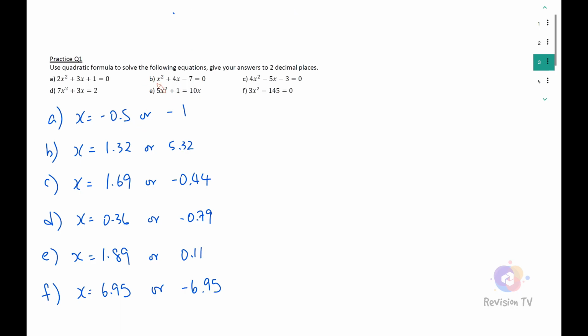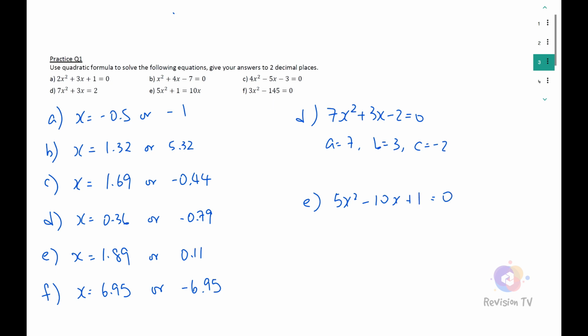Question A, B, and C should be fairly straightforward. Now for D and E, you do have to rewrite the equation and make one side equal 0. So for D, you should rewrite 7x squared plus 3x minus 2 equals 0. Your A will be 7, B will be 3, C will be minus 2. And for E, you should get 5x squared minus 10x plus 1 equals 0. Then your A will be 5, B will be minus 10, and C will be 1. For F, there is no B term, so you could do A equals 3, B equals 0, and C equals negative 145.